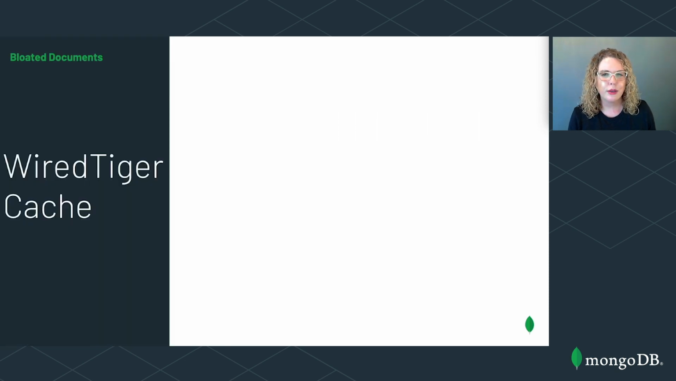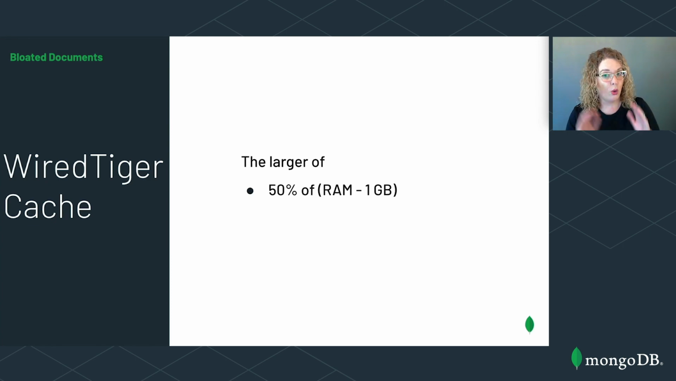You have to do a little math to figure out how much space is in the WiredTiger cache. So the cache is the larger of two numbers, either 50% of the total RAM available minus 1 gigabyte or 256 megabytes. If that's fuzzy, don't worry, let's work through an example.